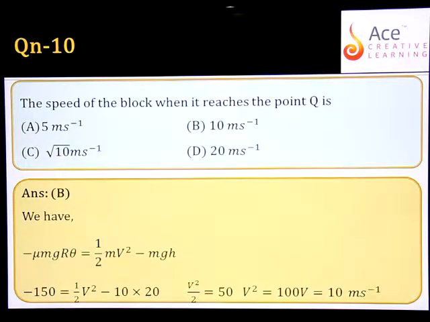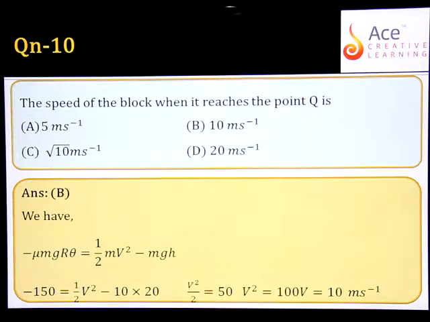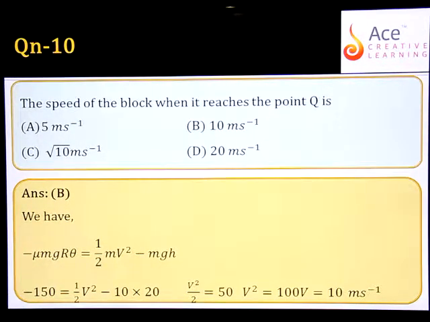How do you get this expression for V? Use the work energy theorem. Work done by friction is equal to kinetic energy plus potential energy. And when you substitute the corresponding values, we get V square is equal to 100. So V becomes 10 meter per second. So the correct option is B. Again, an easy question.